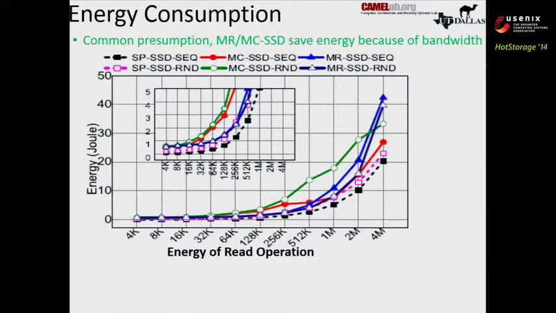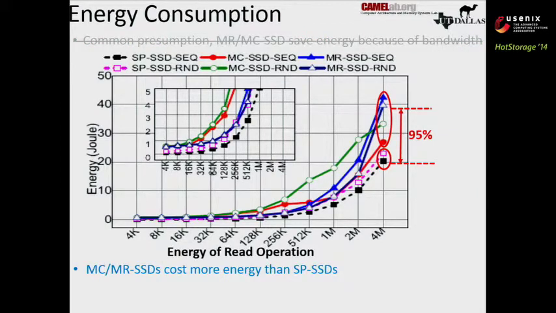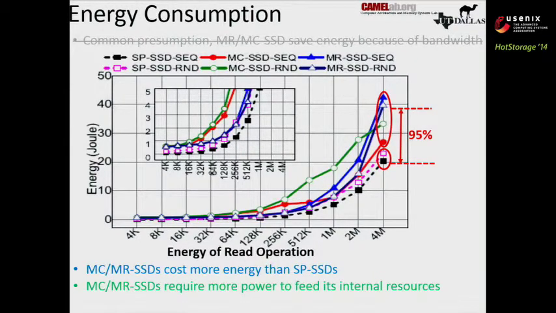These figures show the energy with different input data size. So you can easily find out the energy of SPSSD is much lower than high-performance SSD. It's about 95% less. So we say high-performance SSD still costs more energy than SPSSD. The reason behind all of this is that high-performance SSD requires more power to feed its internal resources.